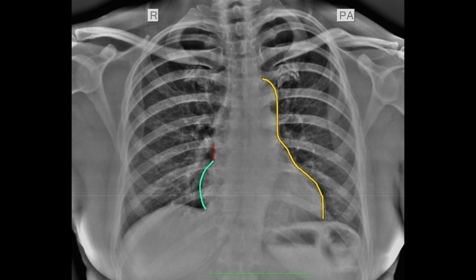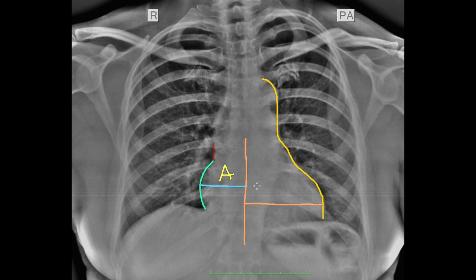Then coming to the size of the heart, if I draw a line in the midline, normally 2/3 of the heart lies on the left side and 1/3 lies on the right side. Now what we do, with the maximum convexity on the right side, we draw a line to the midline, and with the maximum convexity on the left side, we draw a line up to the midline.